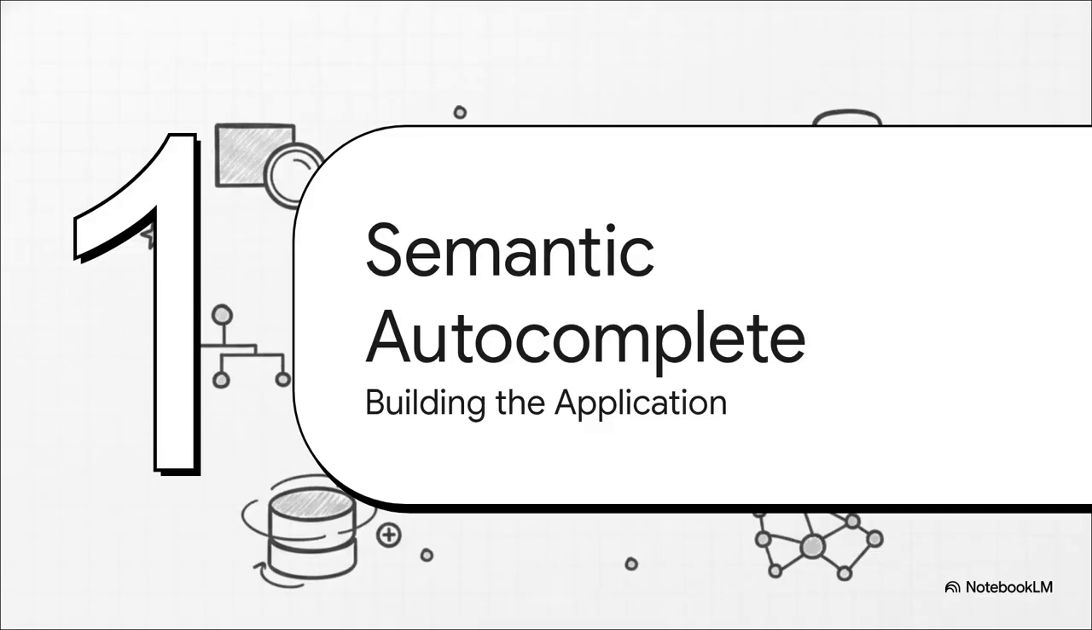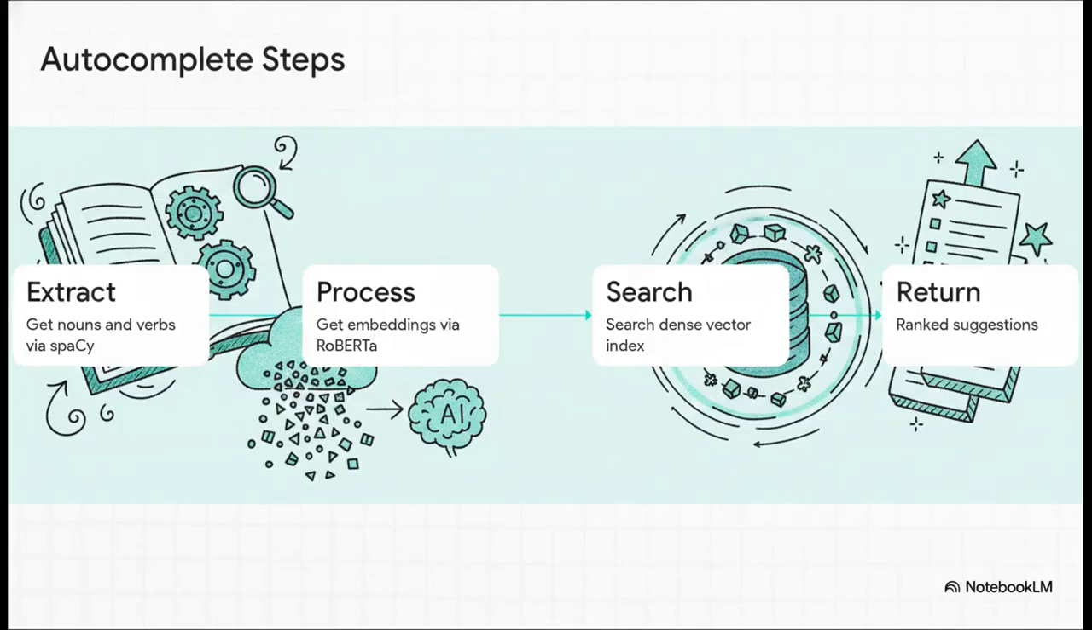Let's jump into Section 3, building semantic autocomplete. We're going to take all this theory and see how we can use these embeddings to build a practical, natural language autocomplete tool. Instead of just clunkily matching letters as a user types, we're taking a much smarter approach here. Step 1. We use a natural language processing library, like spaCy, to extract the core concepts from our document titles, specifically the nouns and verbs, and we just ignore the filler words. Step 2, we run those core concepts through RoBERTa to get our dense embeddings.